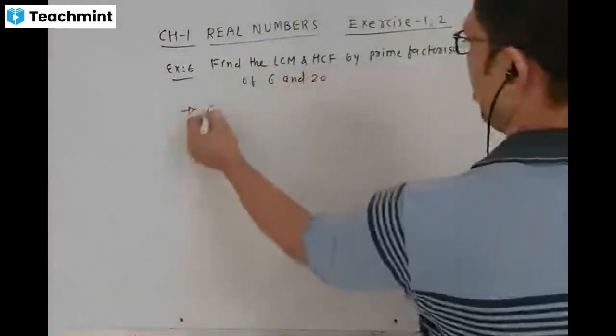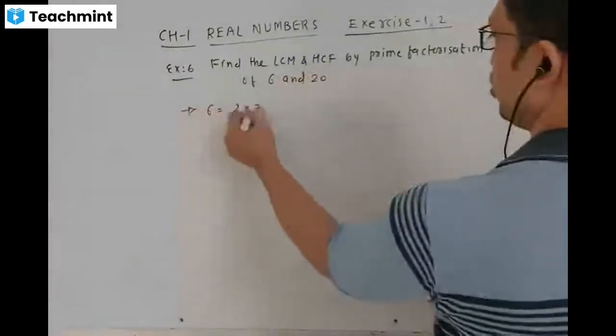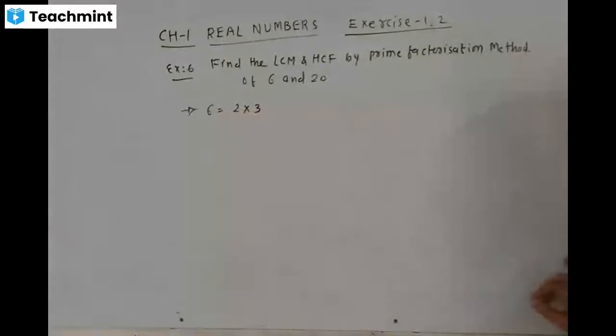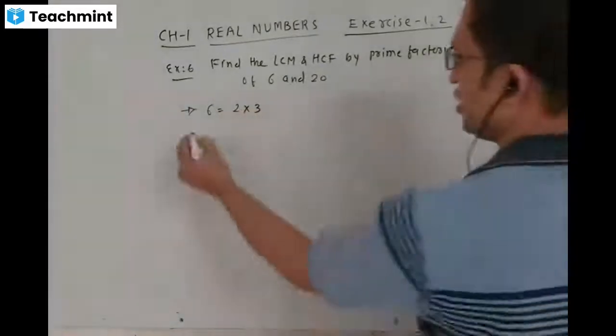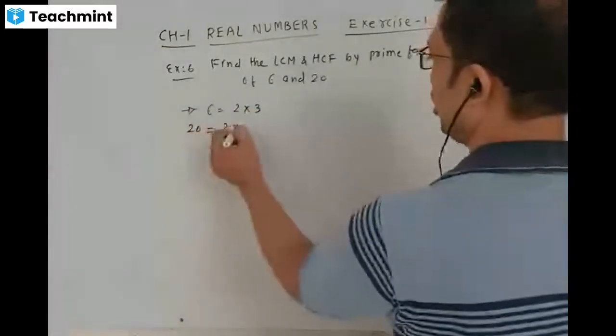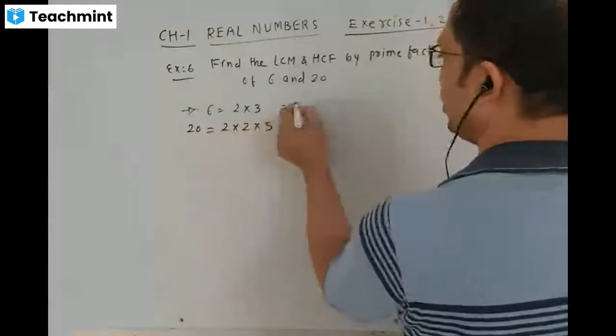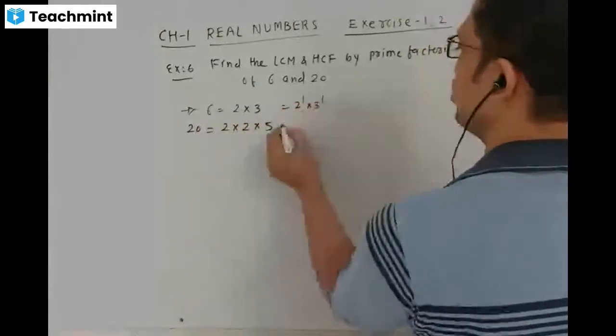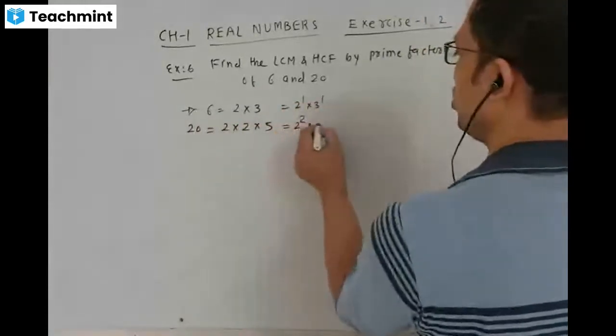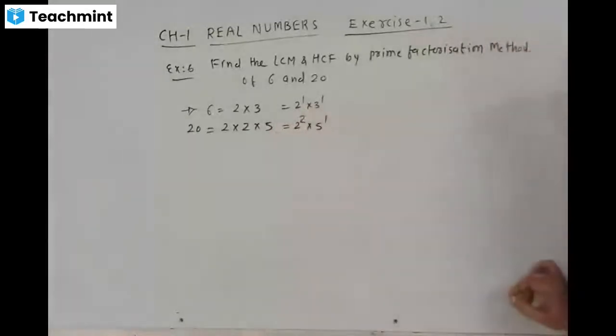The prime factorization of 6 is 2 into 3. The prime factorization of 20 is 2 into 2 into 5. That is, 6 is 2 raised to 1 into 3 raised to 1, and 20 is 2 raised to 2 into 5 raised to 1.